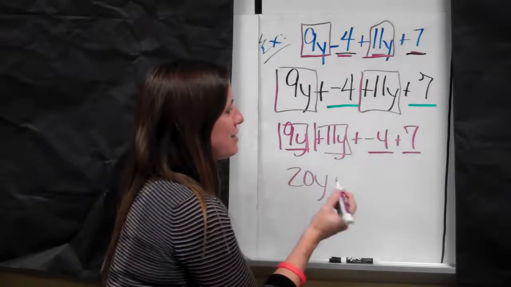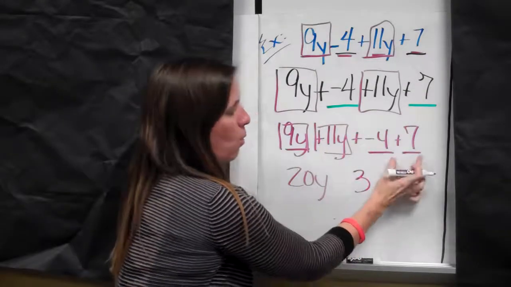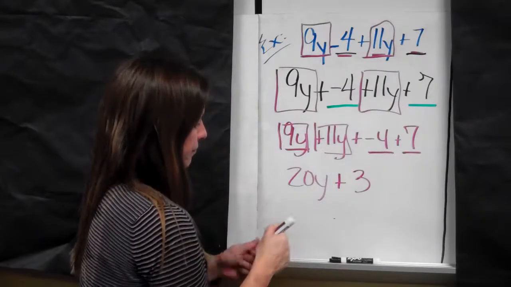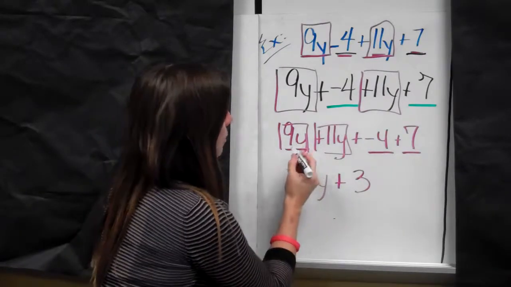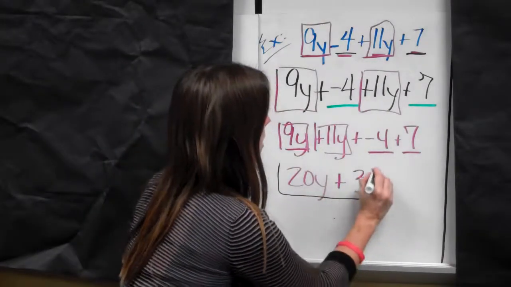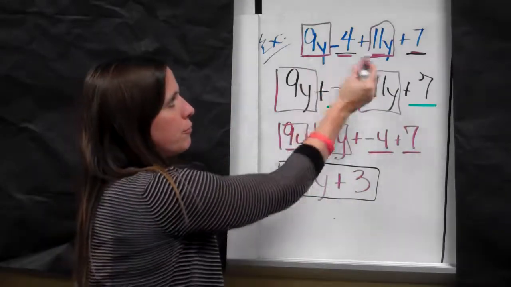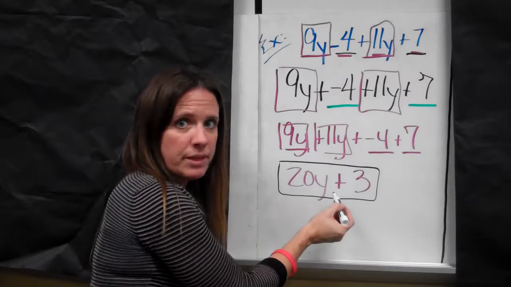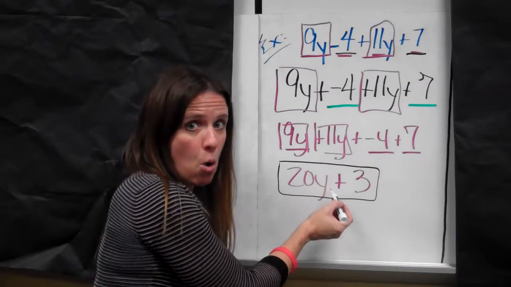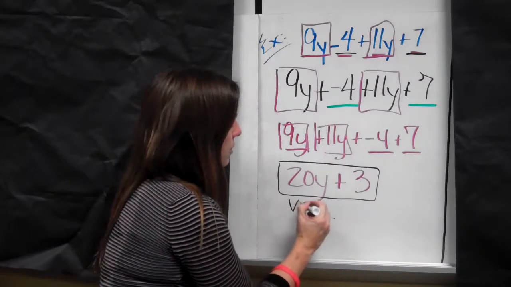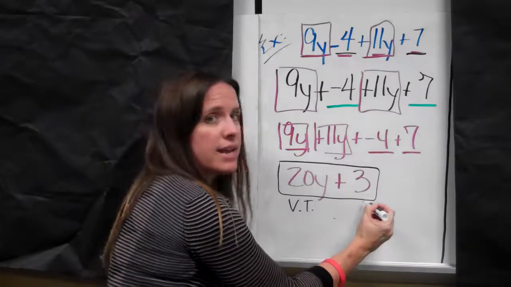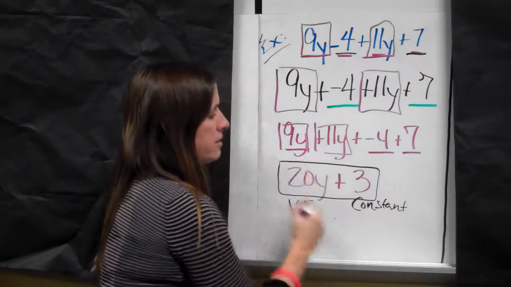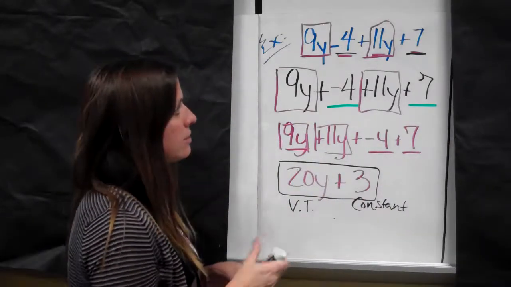7 minus 4 is 3. Which has a greater absolute value? That's 7, so it stays a plus. So our new expression becomes 20y plus 3. We went from 4 terms down to 2 terms. Can we add these two together? The answer should be a resounding no, because one is a variable term and one is a constant. So this is in simplest form. Let's look at one more.